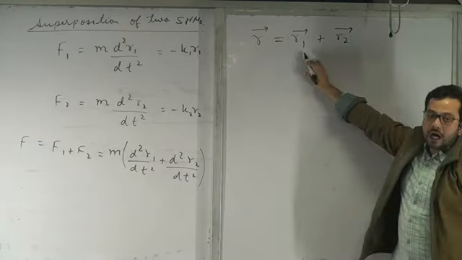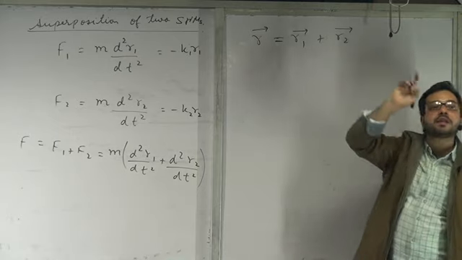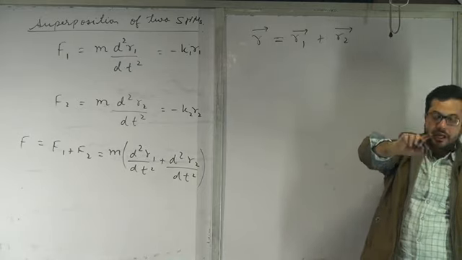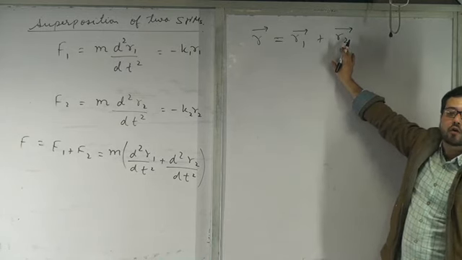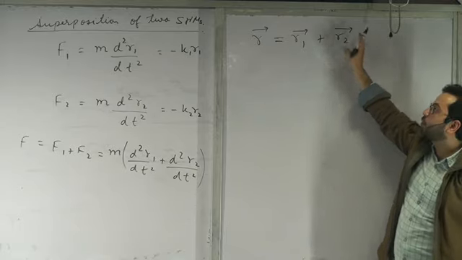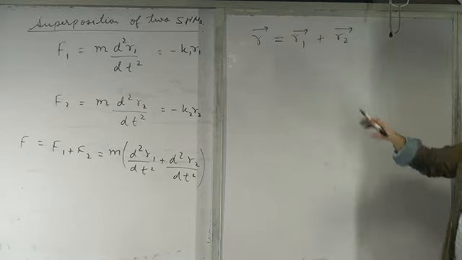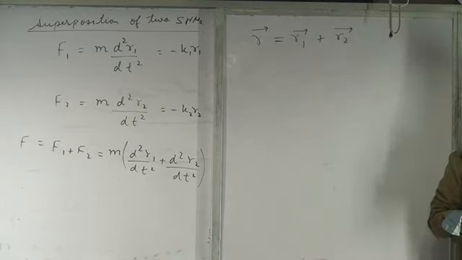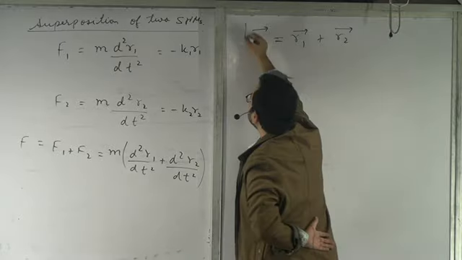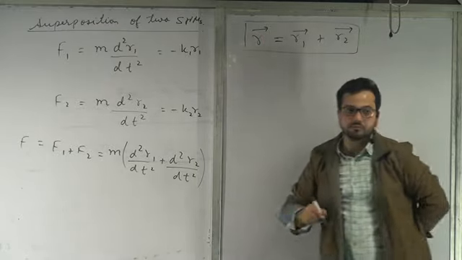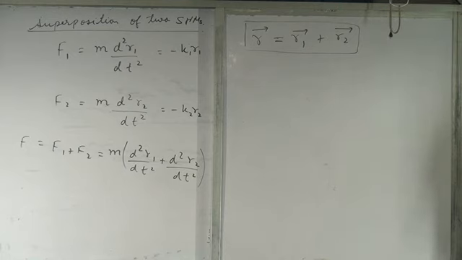Alright, what is R1? R1 is the displacement of the particle if only F1 would have been acting. And what is R2? R2 is the displacement of the particle if only F2 would have been acting. Alright, so if both the forces are acting simultaneously, the net displacement of the particle will be equal to the algebraic summation of both these displacements, because it is displacement. Is that clear? Okay, that is the superposition principle. You understand it? That is the superposition principle.